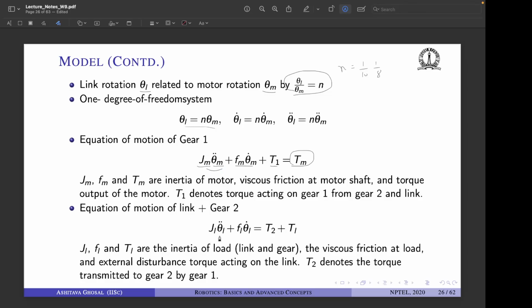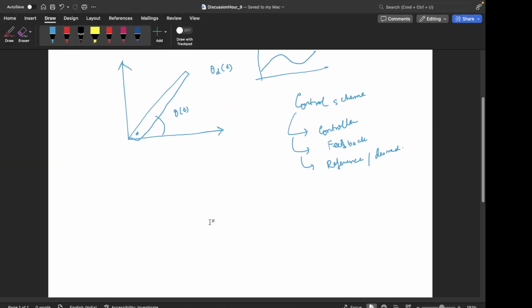Now the second part of the equation of motion is the link and the gear 2, because link and gear 2 are attached together, right? So they move like one. So basically you can imagine that this is the motor, right? This is the shaft, then this is the first gear, sorry, and this is the second gear, right? And this is the link.